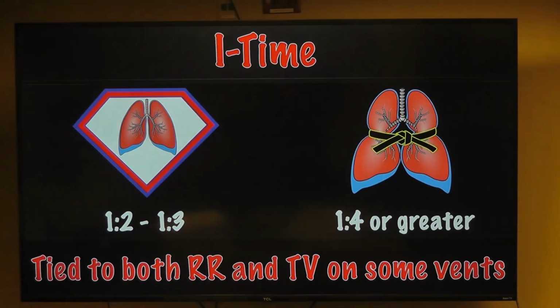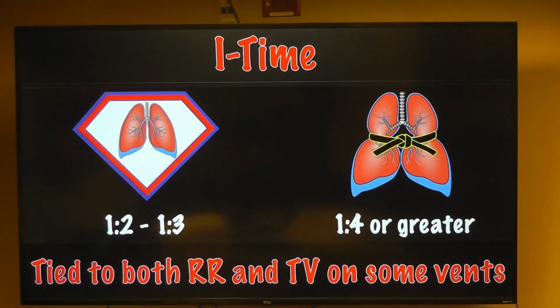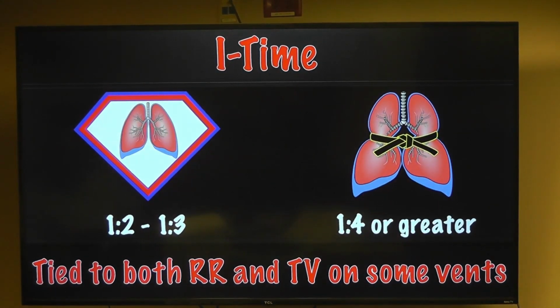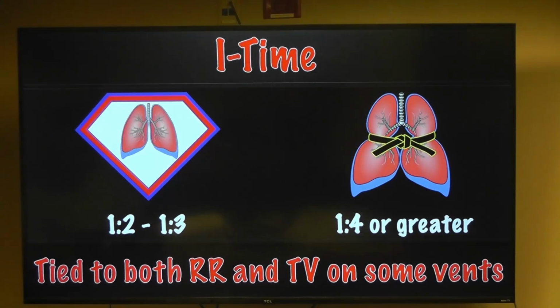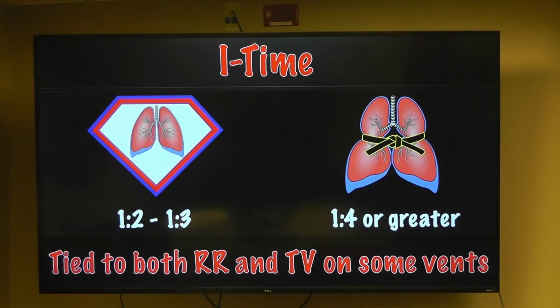Typical ID ratios are 1 to 2 and 1 to 3 for our lung protective patients and 1 to 4 or greater for our obstructive patients. We have to have an I time of 1 to 4 or greater on our obstructive patients because we need to give them a nice long time to exhale. Like we talked about at the beginning of the presentation, their issue is exhalation, not inhalation. We can get gas in them all day. It's giving them plenty of time to exhale.